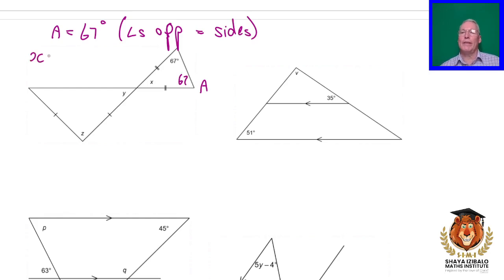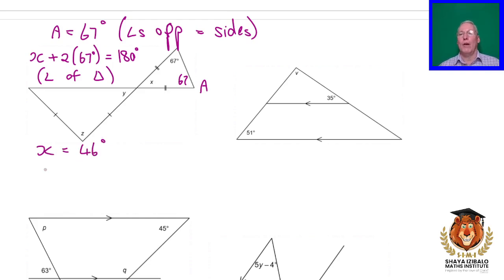So now we know that x plus 2 lots of 67 is 180 degrees. All right, that's angles of triangle. Okay, so 2 lots of 67 is 134. If we subtract 134 from both sides, we get 46 degrees. X is 46 degrees. Okay, y is equal to x, which is 46 degrees. That's vertically opposite angles. Okay, so this is 46 as well. This will also be 46.